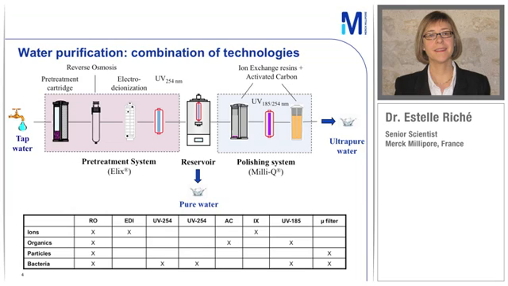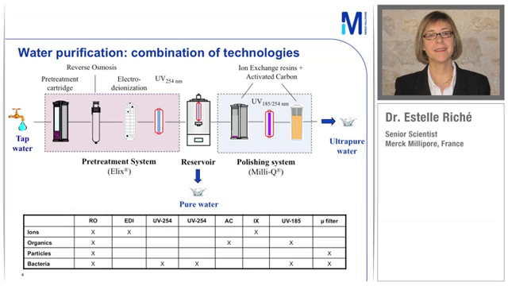Water purification is usually done by combining different technologies in order to be sure to remove all the different types of contaminants that are present in water. Usually in the first step, in the pretreatment step, what is used is reverse osmosis. Reverse osmosis is a technology based on a porous membrane through which we apply pressure. So only water molecules will go through and other molecules will be retained on the other side of the membrane. This technology is really efficient at removing a wide variety of contaminants. As you can see below, it can remove ions, organics, particles, and bacteria.